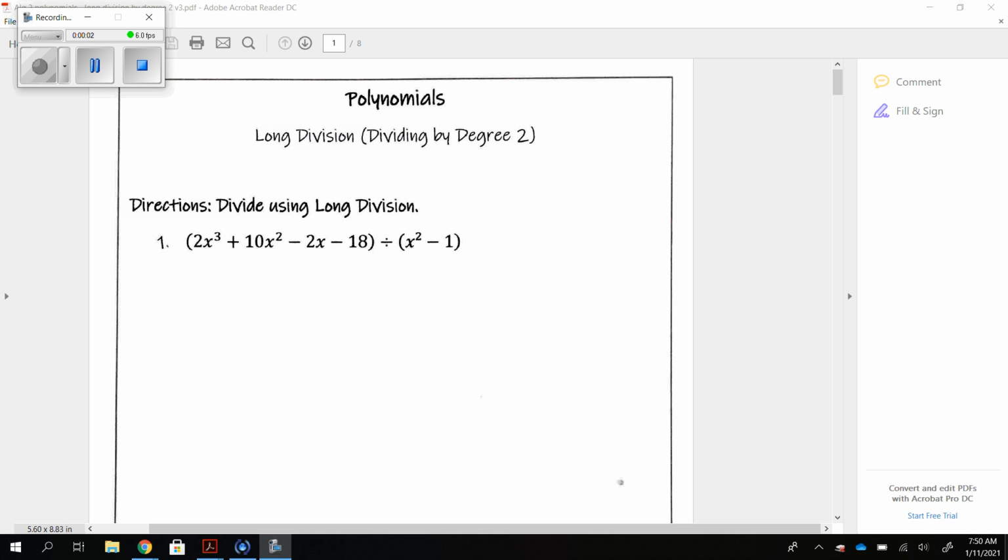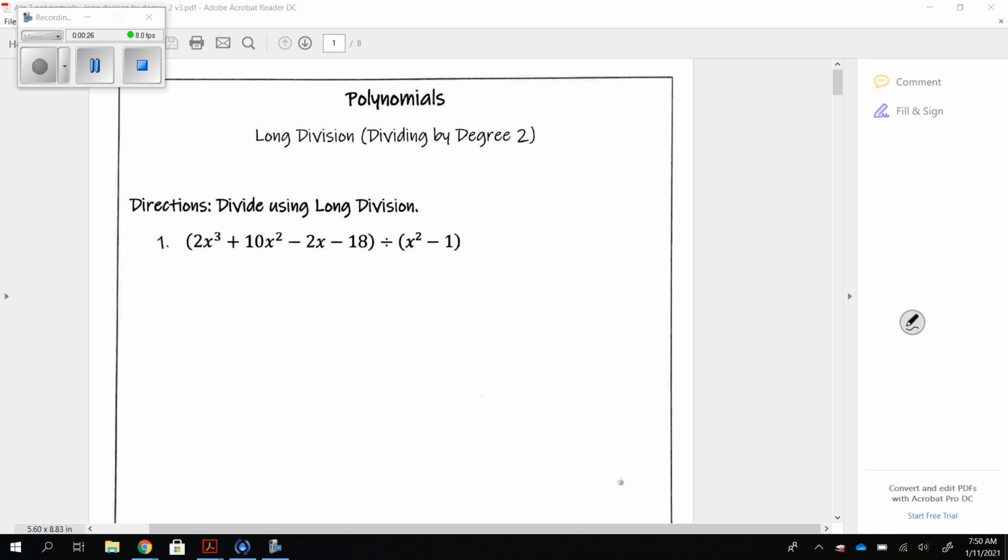Alright, today we're doing long division of polynomials again, but this time we're dividing by a degree 2 polynomial. The difference is, the other ones we saw were a long polynomial divided by x plus 2 or x plus 5 or x minus 1. This time it is x squared minus 1. So we can't do synthetic division. Okay, so we have to do long division.